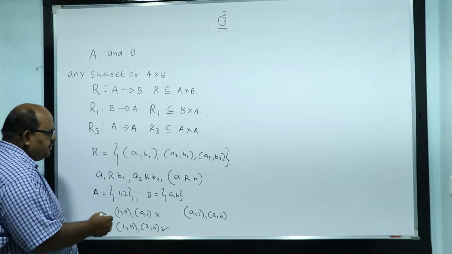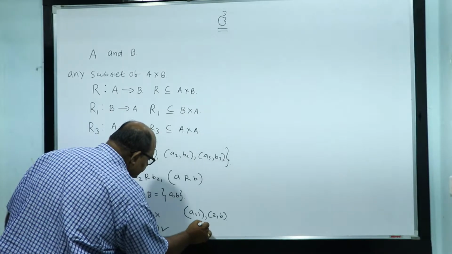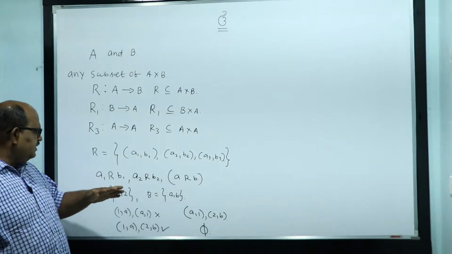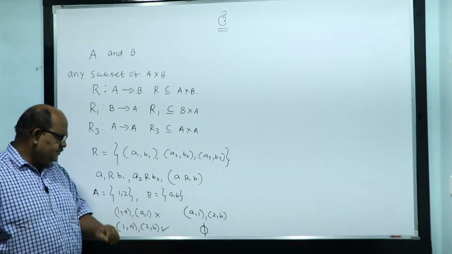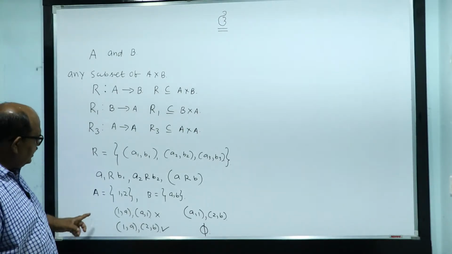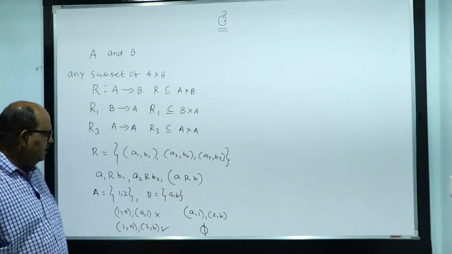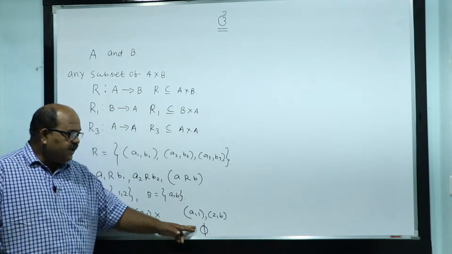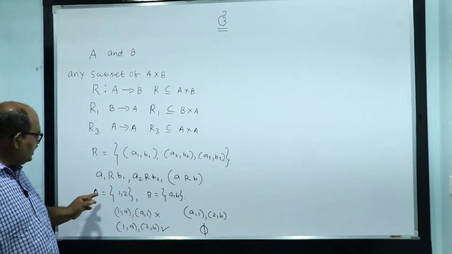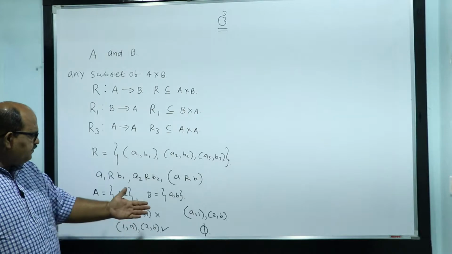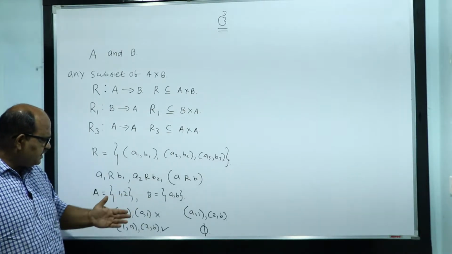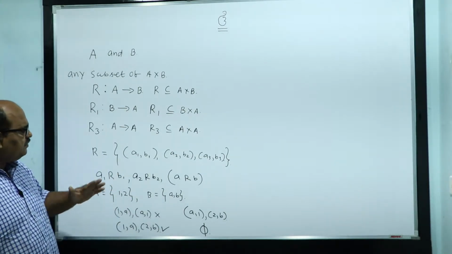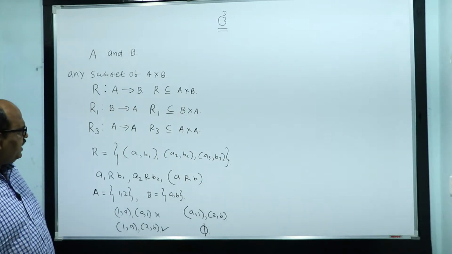Now come to a point: phi. Phi is a set, we know phi is the empty set. So is phi a relation from set A to set B? Think, is phi a relation from set A to set B? The answer is yes, because we know from 10th level that phi is a subset of any set. So if phi is a subset of any set, then phi will be a relation from set A to set B, whatever may be the values of A and B.